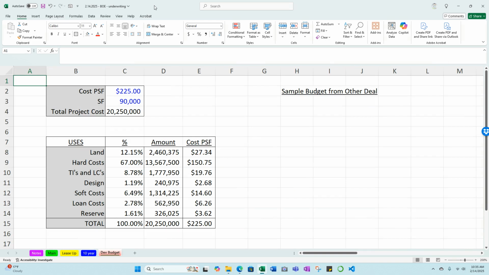So I'll quickly show you these three other tabs. The first one is the development budget. I simply have cost per square foot, total project cost. I have the uses listed, percentage of uses, dollar amount, and then cost per square foot.